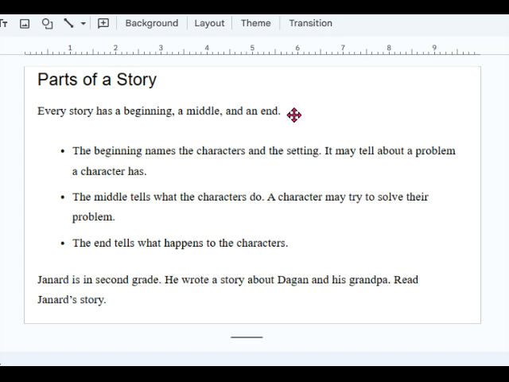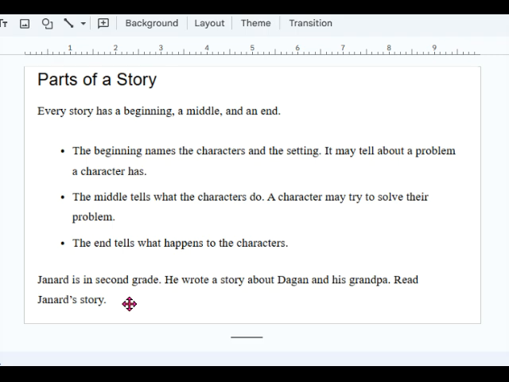Parts of a story. Every story has a beginning, a middle, and an end. The beginning names the characters and the setting. It may also tell about a problem a character has. So it's like our introduction. It introduces us to all of the things we need to know before we read. The middle tells what the characters do. A character may try to solve their problem. And the end tells what happens to the characters.